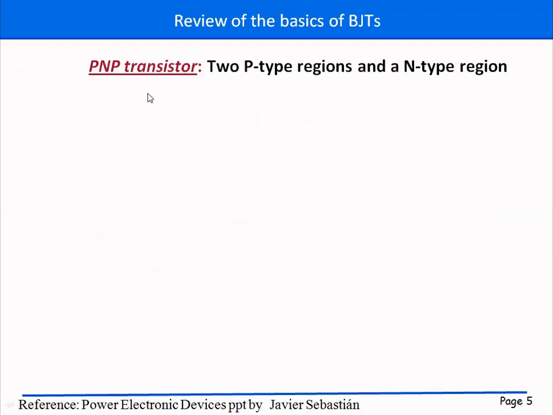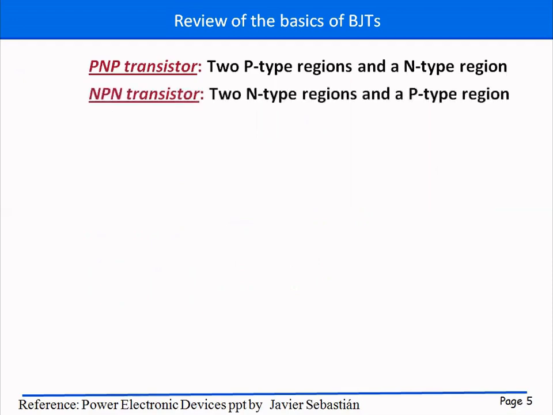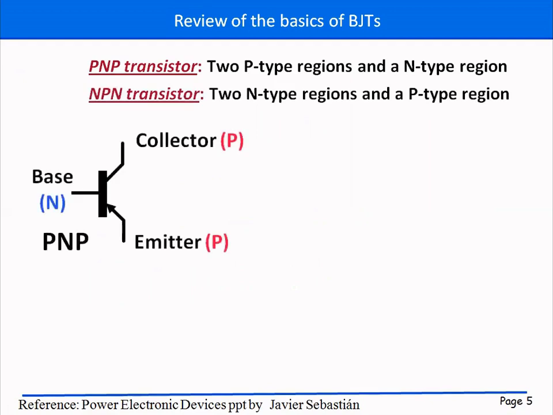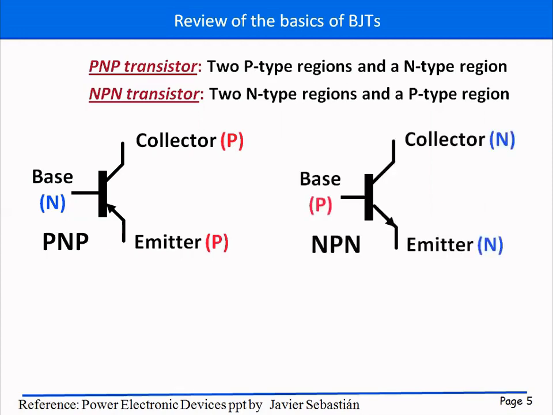Now the transistor has two types: one is the NPN transistor and the second is the PNP transistor. This is a PNP transistor, in which P is the emitter, P is the collector, and in between there is one base. That is, two P regions and one N region.